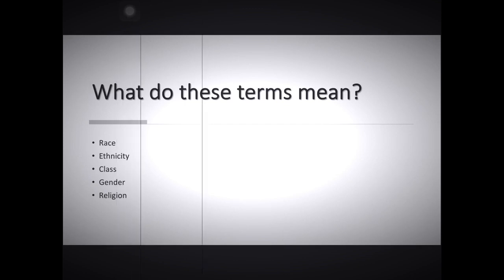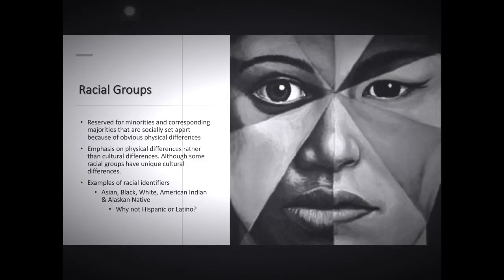Looking from within a sociological lens, we're going to define the boundaries of what race, class, gender, and religion are. First are racial groups. This is reserved for minorities and corresponding majorities that are socially set apart because of obvious physical differences. Emphasis on physical differences rather than cultural differences is key, although some racial groups have unique cultural differences. So what are the racial identifiers? Asian, Black, White, American Indian, Alaskan Native. Something that I want everybody to think about is, why isn't Hispanic or Latino considered a race?